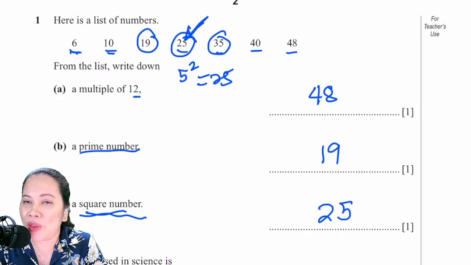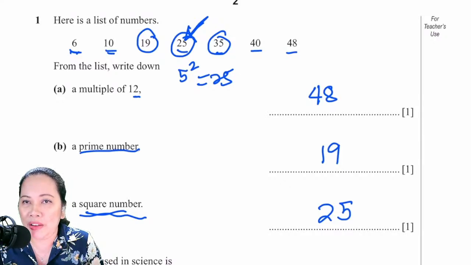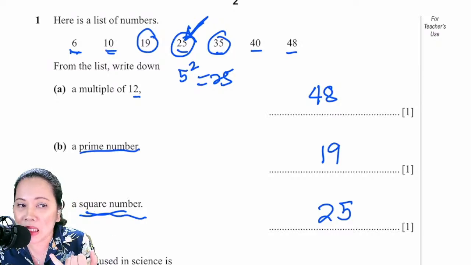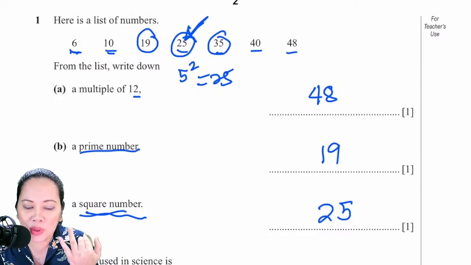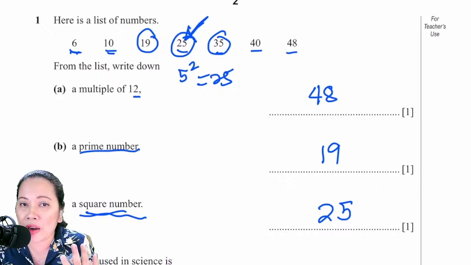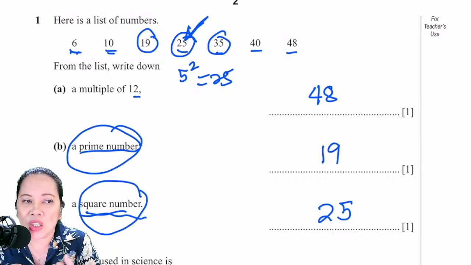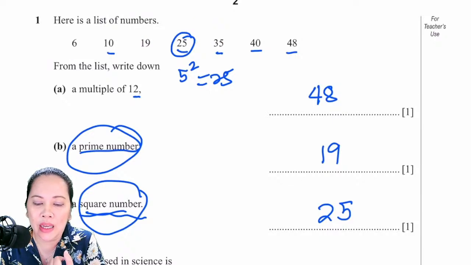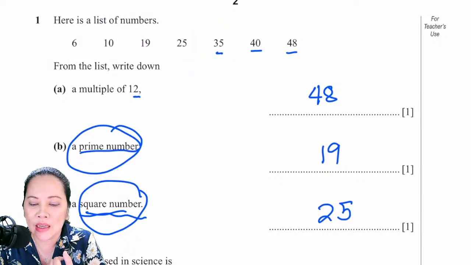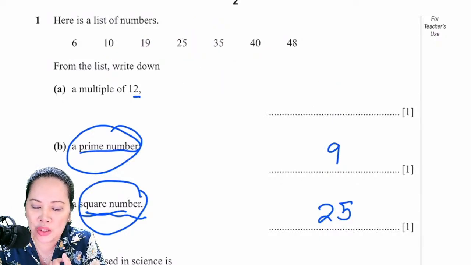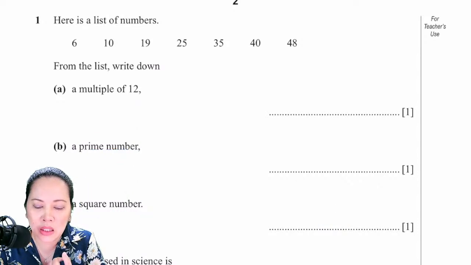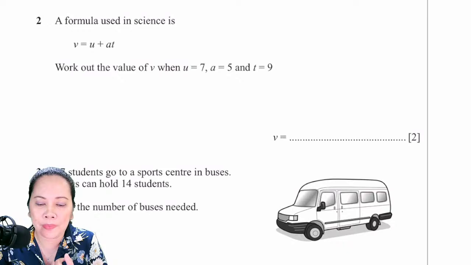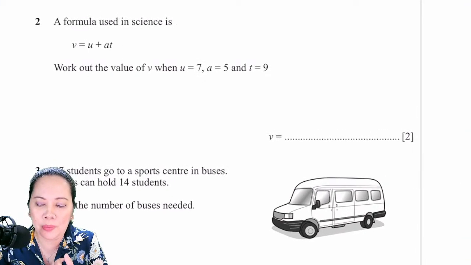All right. So if you are given such a question, you always think of the divisibility rule, and of course, your prime and square. What are your definitions of prime numbers and square numbers? Okay. So that is for our question number 1. Now let's proceed to question number 2. I hope it's clear.